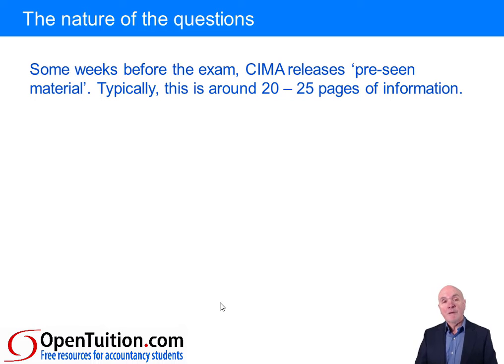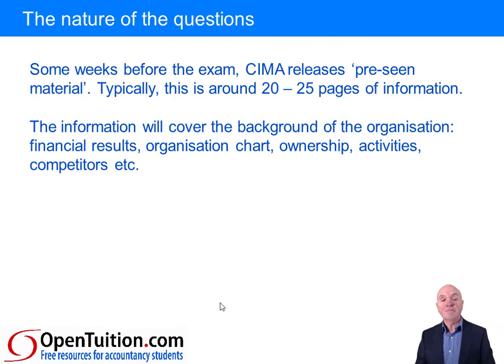Some weeks before your exam, you will be given by CIMA pre-seen material. Typically this is around 20 to 25 pages of information, so it's really quite substantial. The purpose of this is to allow you to immerse yourself and become as though you were an employee of the company with quite a lot of background knowledge relating to the organization that is being presented in the examination.